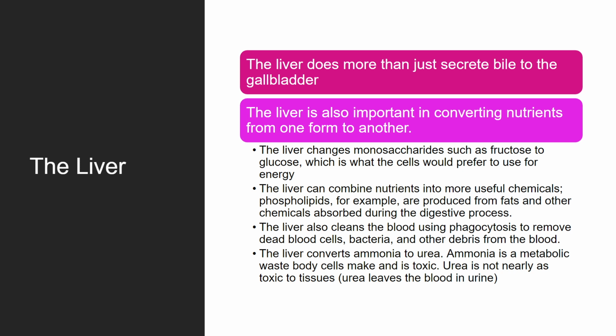The liver also cleans the blood using phagocytes to remove dead blood cells, bacteria, and other debris from the blood. It's oftentimes a detoxifying organ in many vertebrates. The liver also can convert ammonia to urea. Ammonia is a metabolic waste that body cells produce, and it's toxic. Urea is not nearly as toxic to tissues, and it leaves the blood in urine.